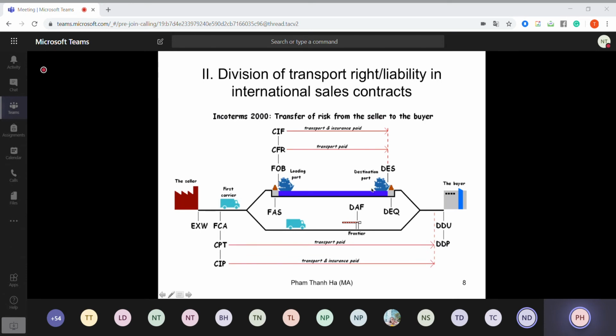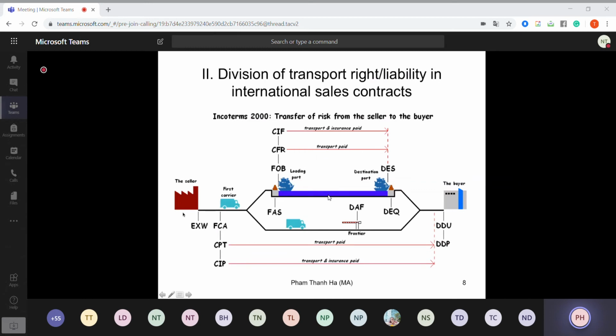And similarly, I'd like to mention a little bit more about the D group. For the D group, because the seller needs to do everything up to the final destination, it means this is the point to transfer both the risks and the cost. So this is totally different from the C group. What I mean is, among the 4 groups, the C group is the only group in which we can see a difference between the point of transfer of the risks and the point of transfer of the cost. So please remember that.